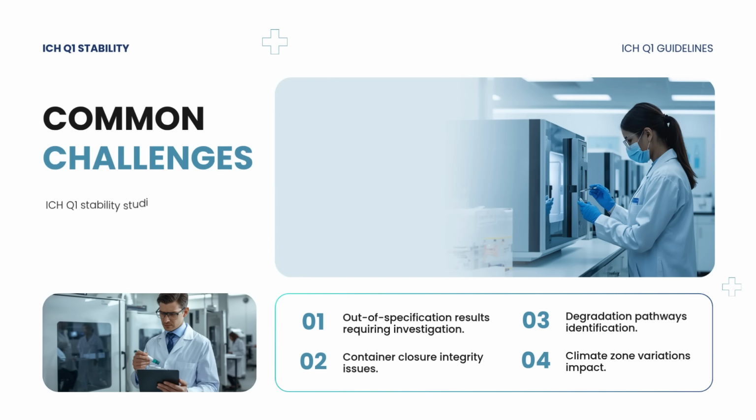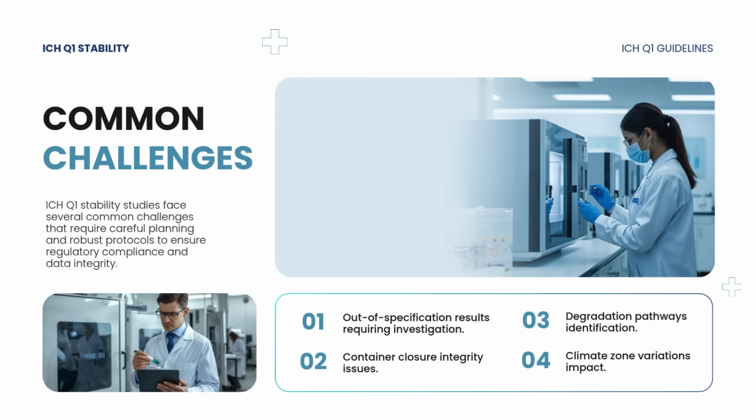Okay, so what are the common challenges we face during the stability studies? In our work with ICH Q1 stability studies, we often encounter several common challenges. These challenges require careful planning and robust protocols to ensure both regulatory compliance and data integrity. First, let's address the out of specification results. If the results are OOS, these require thorough investigation to understand the root cause and implement corrective actions. It's crucial to remember that each investigation strengthens our process and compliance.